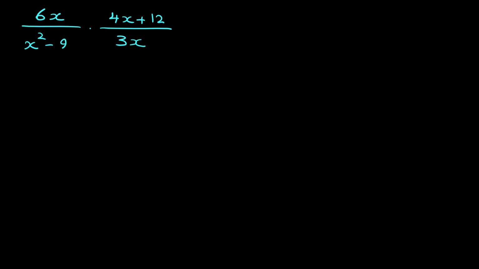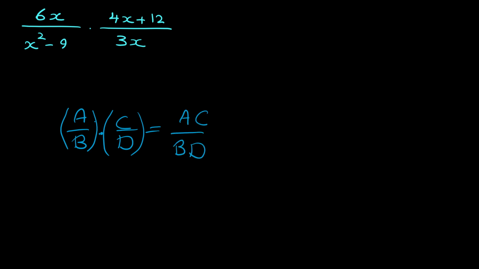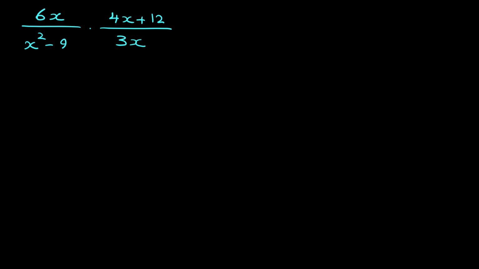For multiplying rational expressions, we simply multiply the numerator by numerator and denominator by denominator. For example, suppose we want to multiply a over b by c over d. We multiply numerator by numerator and denominator by denominator. But before doing this, we always first check if we can factor and simplify numerator with denominator. So first we try to factor numerator and denominator.